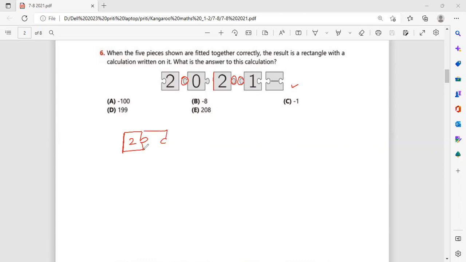So this piece will be like this. So you have a minus, and then the thing that will fit in here is a 1, because 1 has this thing which will fit in, and then you will have a 0, because 0 will be like this, and then you will have a 2. So actually the expression will be 2 minus 102, and the answer will be minus 100. So the answer here would be option number A, which is minus 100.